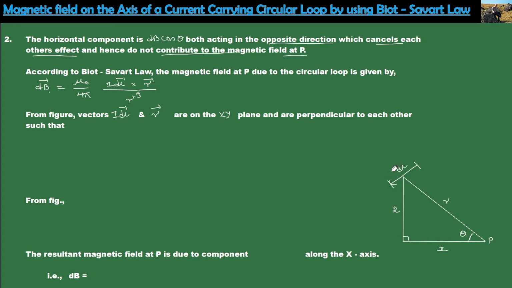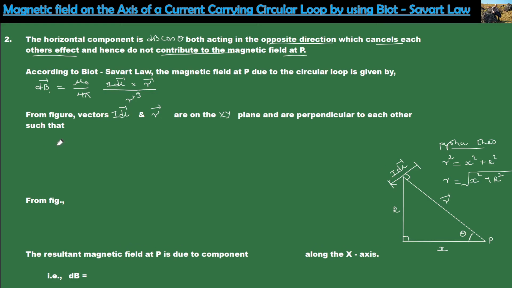This current element I dl is in this direction, which means that r bar and I dl are perpendicular to each other. So I want to find this value of r. How would I find it? Using Pythagoras theorem in that right angle triangle. Since r is the hypotenuse, r square is equal to the sum of the squares on the two sides, so r square equals x square plus capital R square, and r is the root over that.